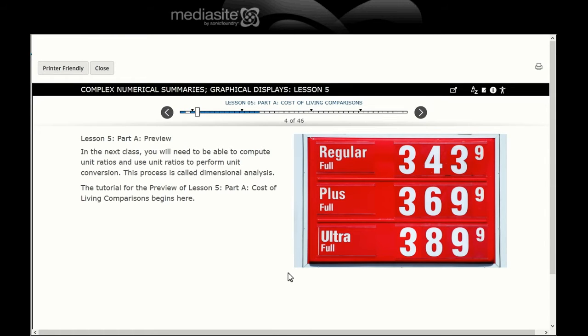Part A preview. In the next class, you will need to be able to compute unit ratios and use unit ratios to perform unit conversions. This process is called dimensional analysis, or as I try to call it, I call it the unit game. Tutorial for 5A cost of living comparisons begins here.